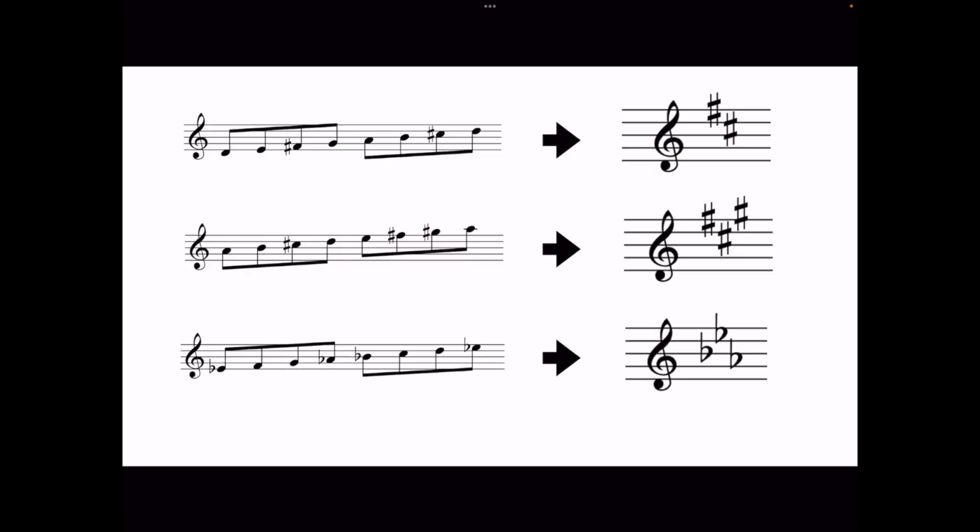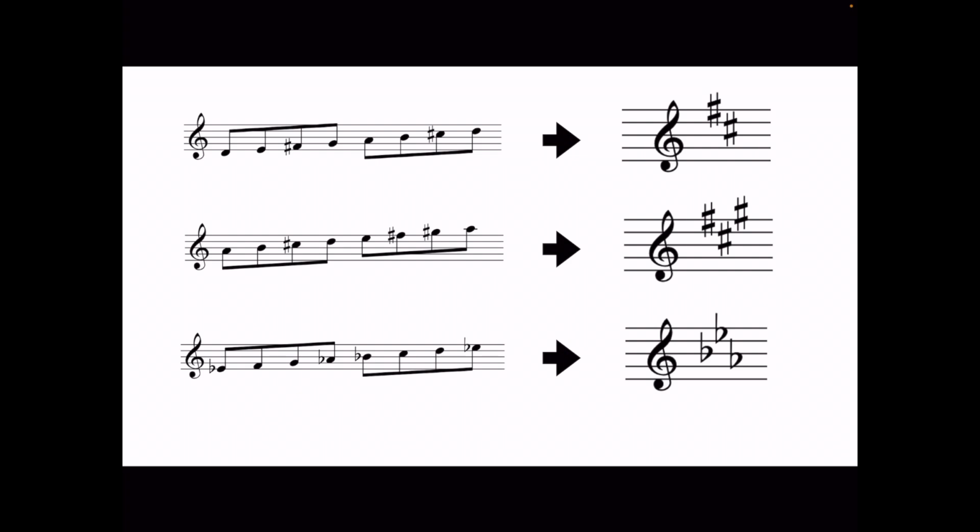Now, a few more examples. D major, this is the D major scale, and it has F sharp and C sharp. That's why you see on the right side there's F sharp and C sharp in the key signature. And the next one is an A major scale.